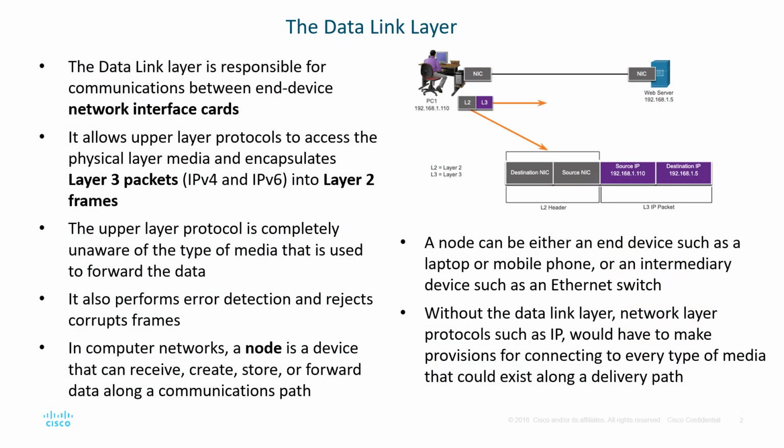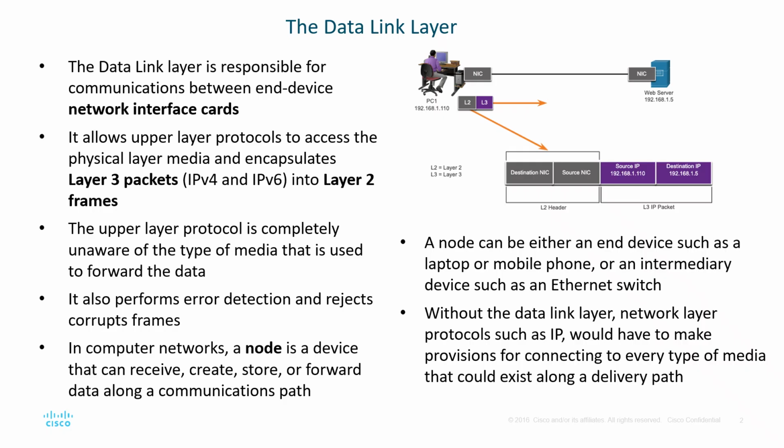Okay, so your data link layer is responsible for communication between end device network interface cards, so NIC to NIC communication. It allows upper layer protocols to access the physical layer media and encapsulates that layer 3 packet, which is either going to be an IPv4 or an IPv6 packet. When it comes down to the data link layer, it gets encapsulated into a layer 2 frame. So your upper layer protocol is completely unaware of the type of media that is used to forward the data. Data link layer does not care what type of medium we are utilizing, okay? It also performs error detection and rejects those corrupt frames as we talked about before.